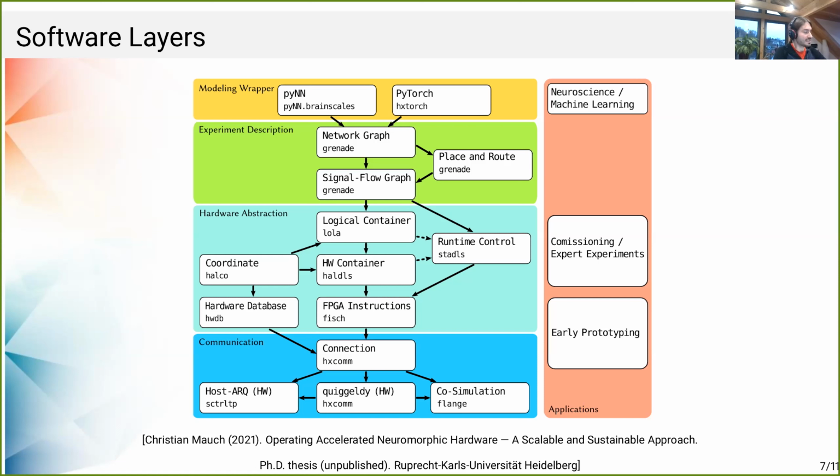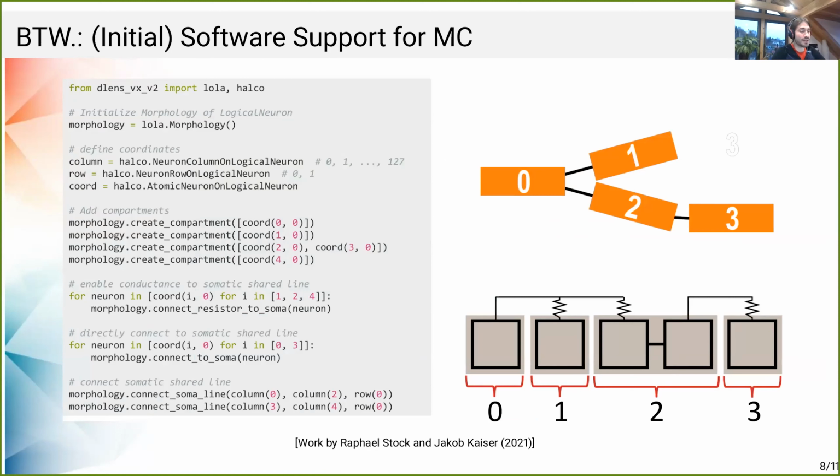The overall software stack is part of Christian Mauch's unpublished PhD thesis, which will hopefully be published in 2 weeks. We have also done other work in the past year. One of these areas is software support for multi-compartment neurons. Our hardware allows us to interconnect neuron circuits in a way that they build multi-compartment neurons. For example, this tree structure comprised of 4 compartments can be realized by 5 hardware circuits. There's also a low-level API to describe the morphology of such a multi-compartment neuron. On the left side, you can see this.